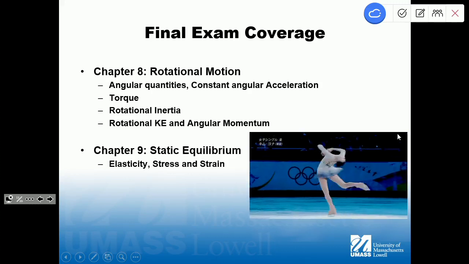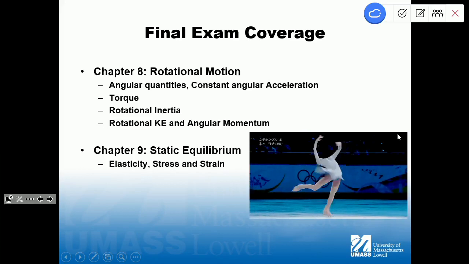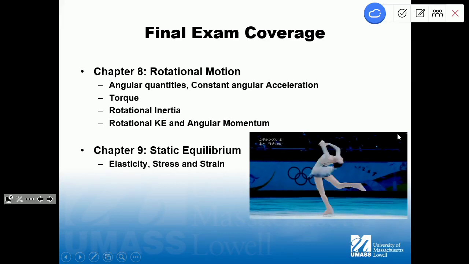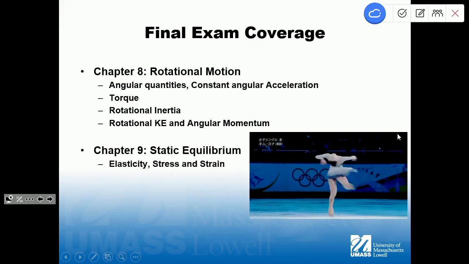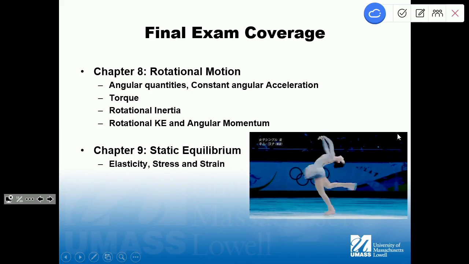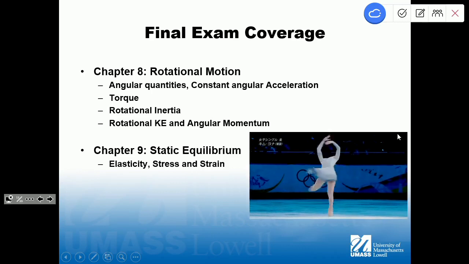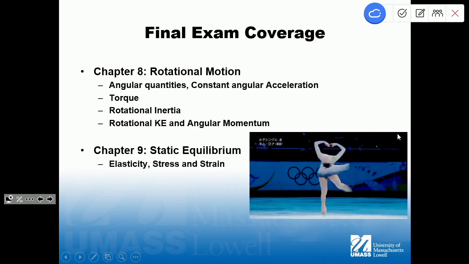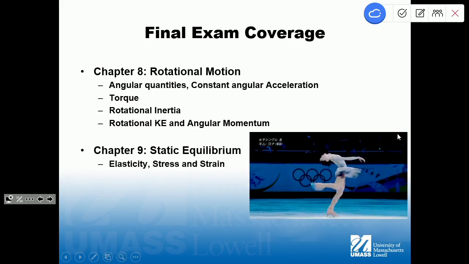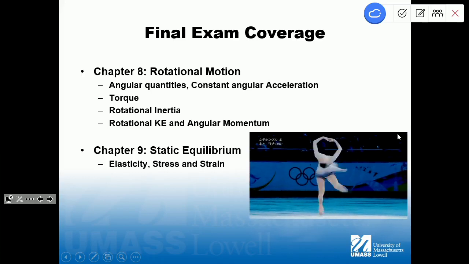And rotational kinetic energy was 1/2 I omega squared, I being the moment of inertia, a measure of the rotational inertia of the system. And I depends on how far mass is from the axis of rotation. The further the mass is distributed from the axis of rotation, the higher the rotational inertia.